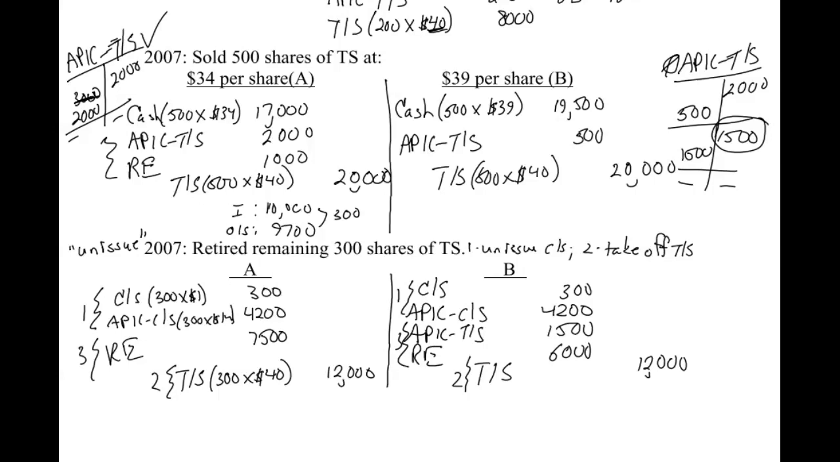All right, so I like doing these side by side so you can see the difference of when we run out of additional paid in capital treasury stock and how we switch over to using retained earnings after that. All right, so this is a pretty good example of treasury stock from start to finish.